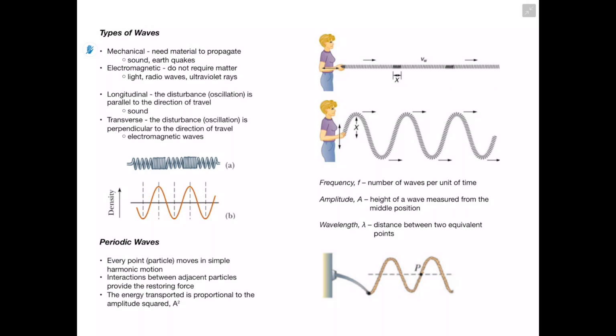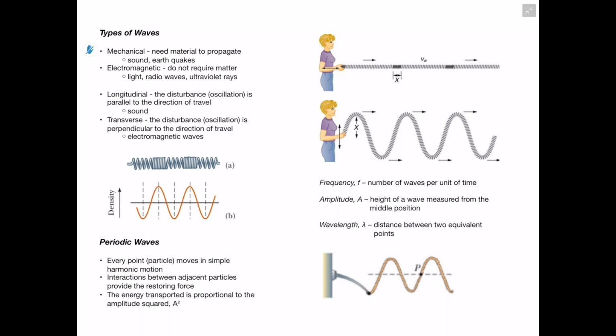Alright guys, next we're going to be talking about the different types of waves. So first off, we have mechanical versus electromagnetic waves. With mechanical waves, we're actually going to need a material to propagate the wave. So these could include sound or earthquakes. And with electromagnetic waves, we don't require matter in order to propagate. So this could include light or radio waves. Furthermore, we're going to have longitudinal versus transverse waves. With longitudinal waves, our oscillation is going to be parallel to the direction of travel, like sound. And with transverse waves, our oscillation is going to be perpendicular to the direction of travel, like all electromagnetic waves.